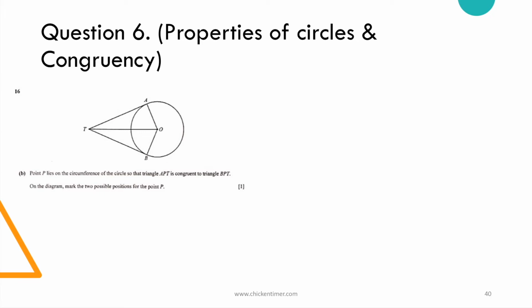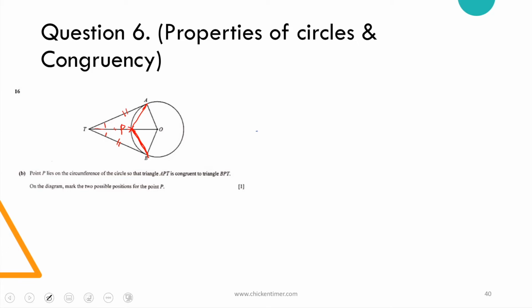So one possibility is it may be here. Then you will see that APT and BPT will look the same, because you have a common angle, common side, same equal length, and then a common side in between.